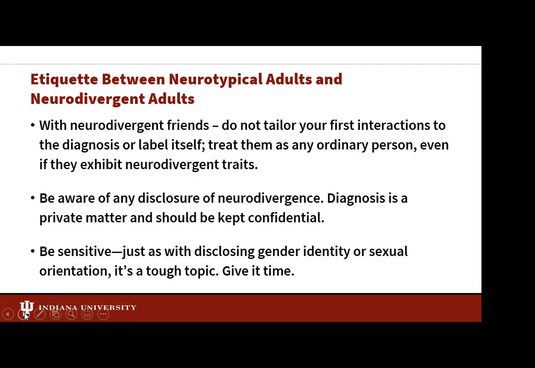Diagnosis is private though, so keep those conversations with your friend or your companion confidential, as a general rule of thumb. And then be sensitive, just like I compare it to gender identity or sexual orientation. Disclosing that to the public or to anyone is a very tough topic. So give it time with folks who are neurodivergent, because they experience a lot of pressure a lot of the time.